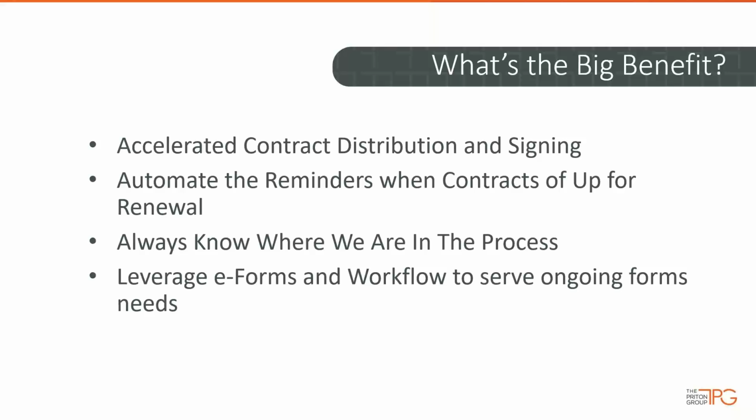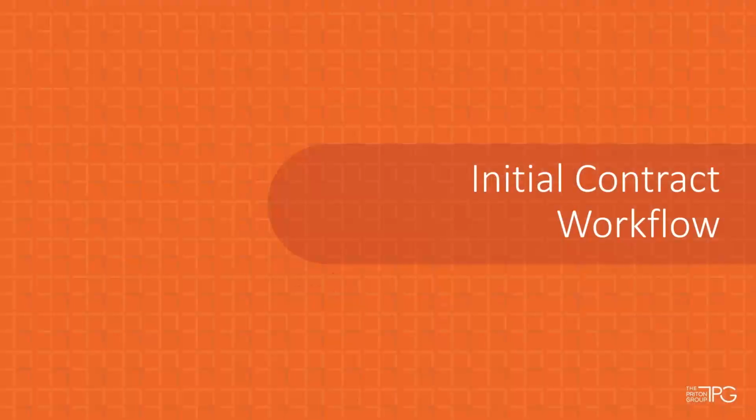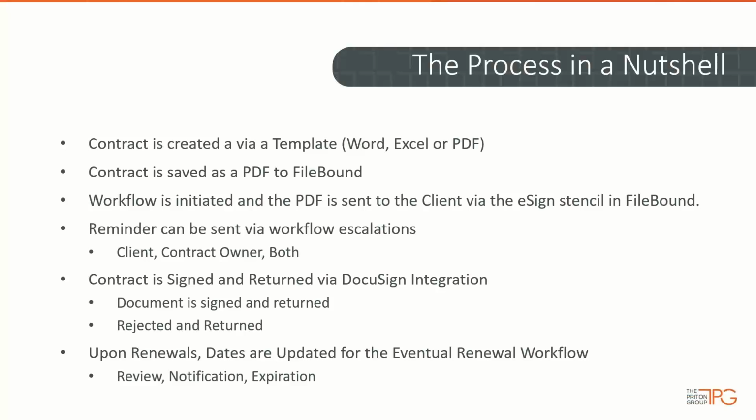Thanks. Sure. All right. So the first thing I'm going to do is just walk through this process in a nutshell. What kicks off this whole process is that a contract is created via a template, be that in Word, Excel, or a PDF. That contract is then saved as a PDF to FileBound, and that initiates the workflow in FileBound.